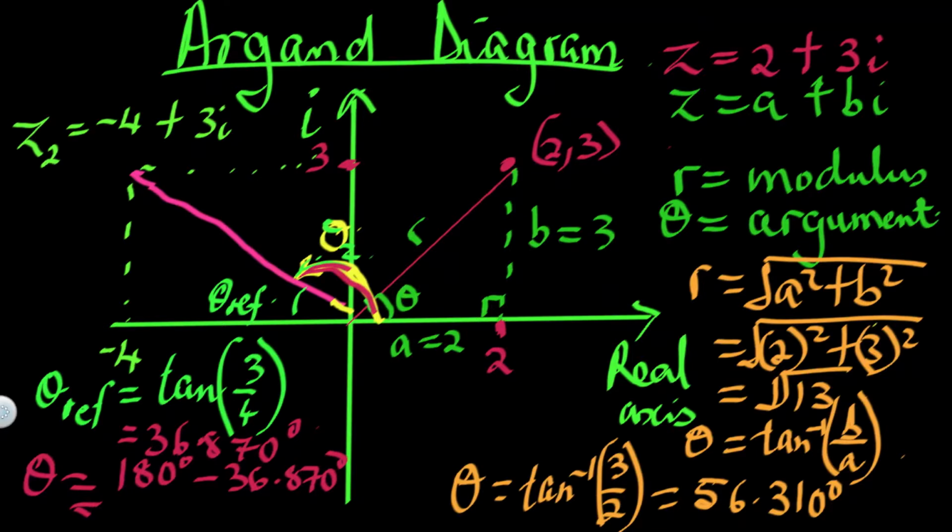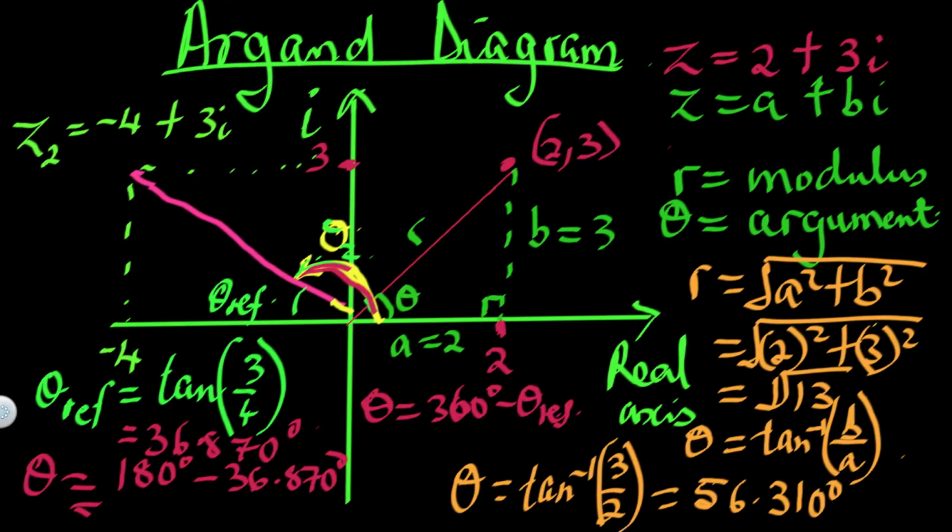You apply this notion whether you're in the third quadrant or the fourth quadrant, just know what to do. In the third quadrant, you say 180 plus your reference angle theta ref. In the fourth quadrant, you say 360 minus theta ref. So in here, your argument theta will be 360 degrees minus theta ref. Very important to notice that.